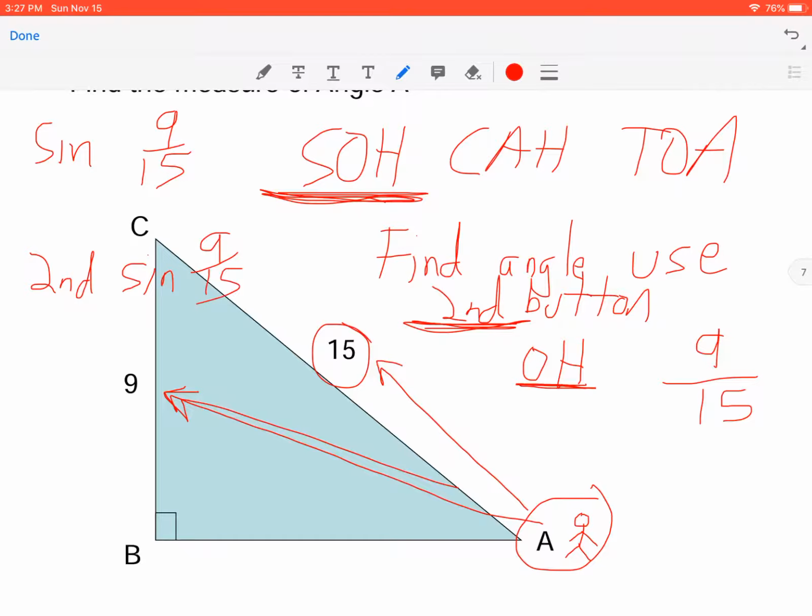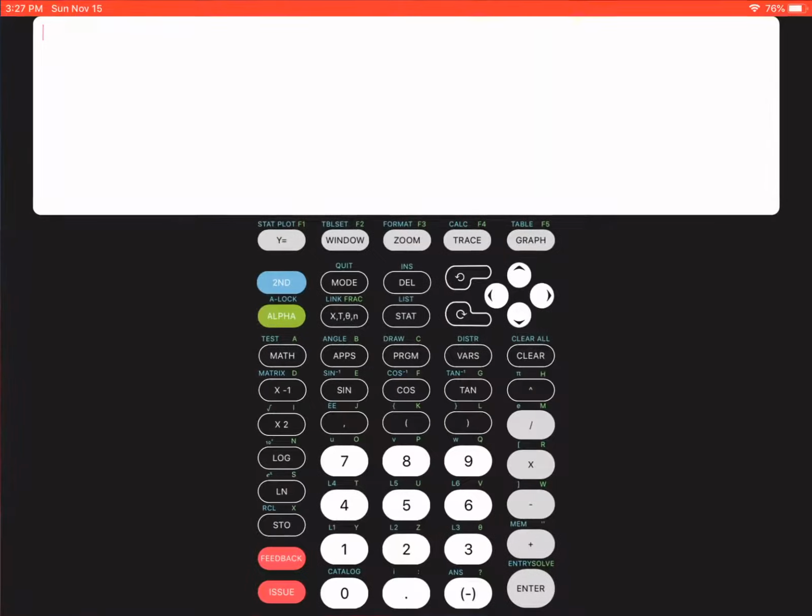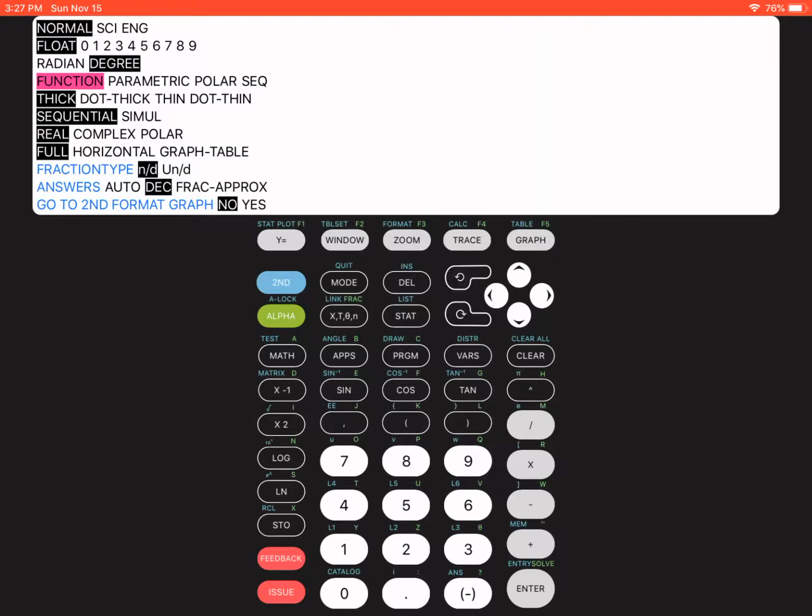So let's go to the calculator real quick. Again, you got to have a calculator. Okay, so let's go back to the graphing calculator. Make sure I hit the mode button, which is to the right of second. It should be the third one down, on degree. It is, so I'm good to go.